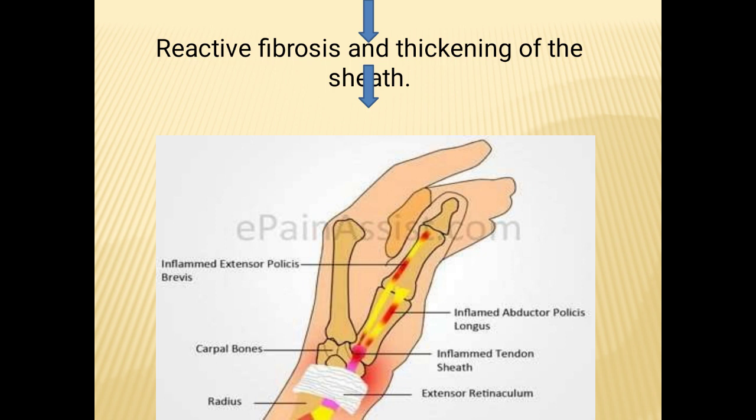Whenever there is thickening and reactive fibrosis, the synovial sheath gets stenosed and more inflammation occurs. So this results in a vicious cycle of inflammation and fibrosis. This is the mechanism of DQ tenosynovitis.